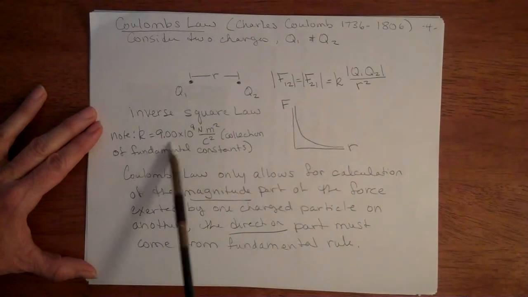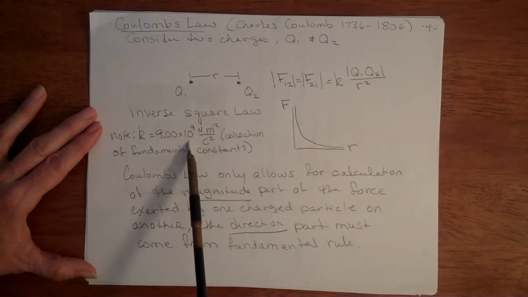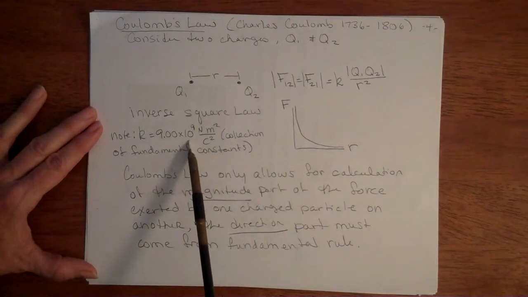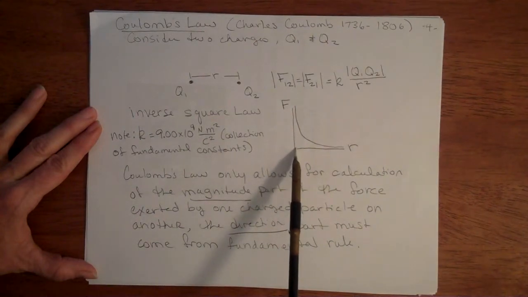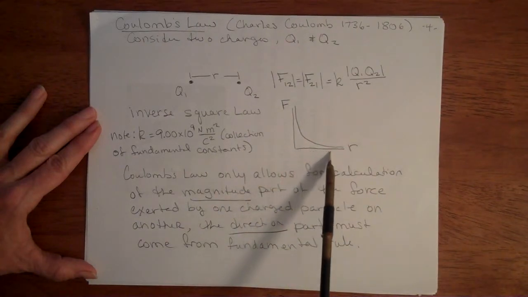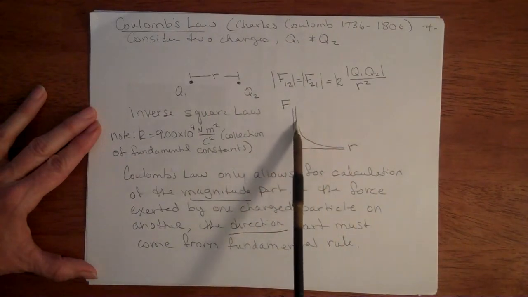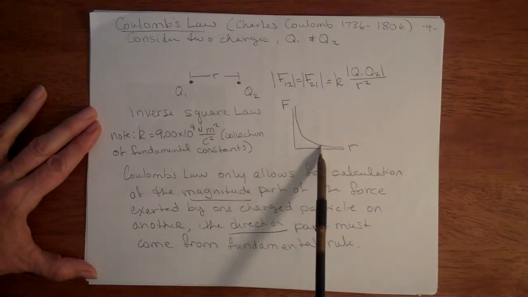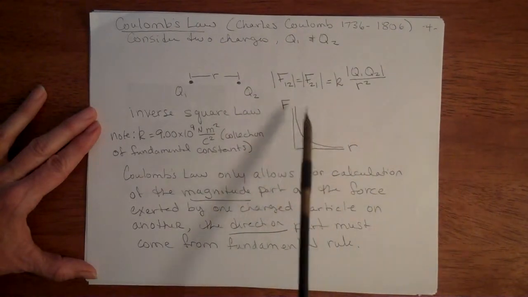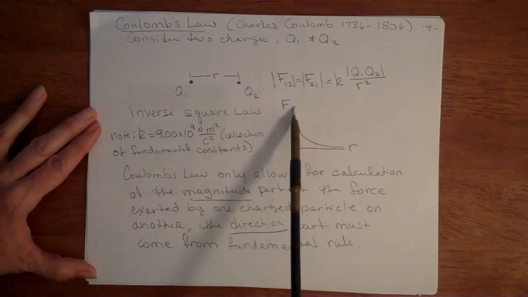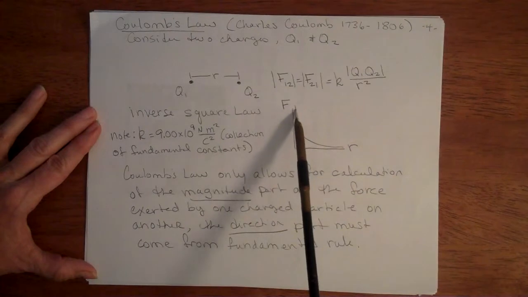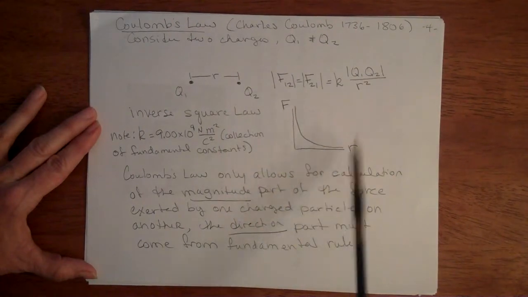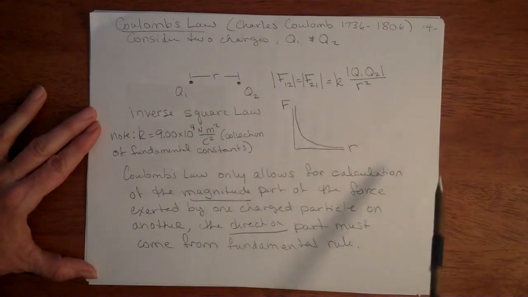k is a collection of fundamental constants and is equal to 9 times 10 to the 9th newton meters squared per coulomb squared. If I was to place Q1 right here at r equals 0 and move Q2 along this axis further and further away, the force being exerted by 1 on 2 and 2 on 1 falls off as 1 over r squared. So it starts off infinitely large as the two are very, very close to one another, and falls off very quickly as they move away from one another.